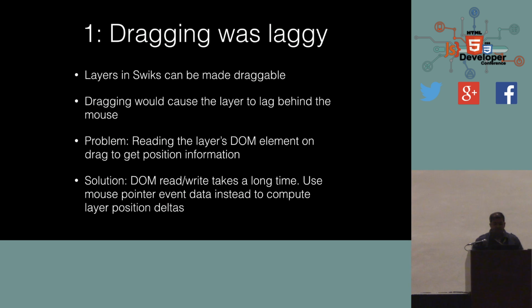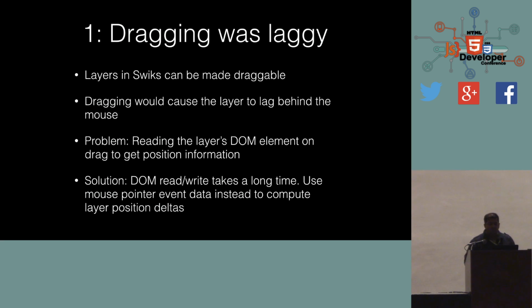We realized that reading and writing values from the DOM takes a long time. And that's what was causing that lag in our case. So we fixed the problem by reading the DOM just once to get the position of the layer. But once the layer moves, we actually use the mouse pointer's event to find how its position has changed, to find the position deltas, and then we can move the layer accordingly. So after doing this, the lag was gone.